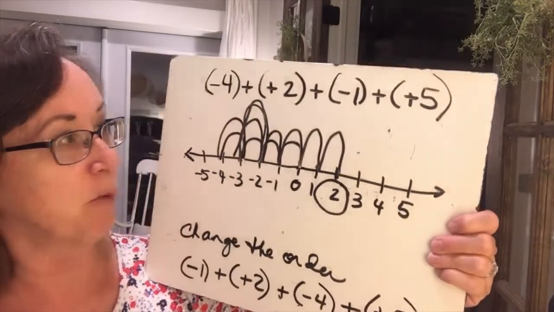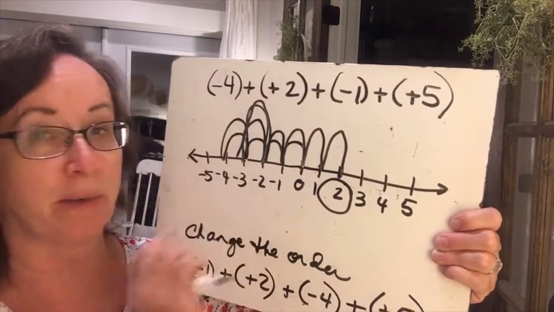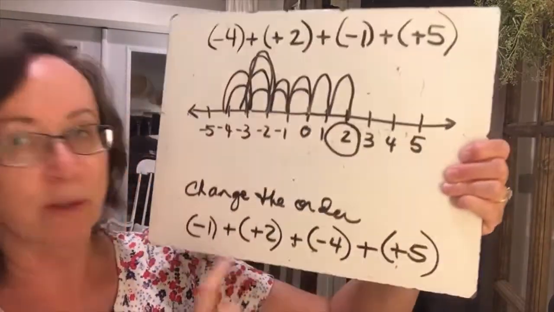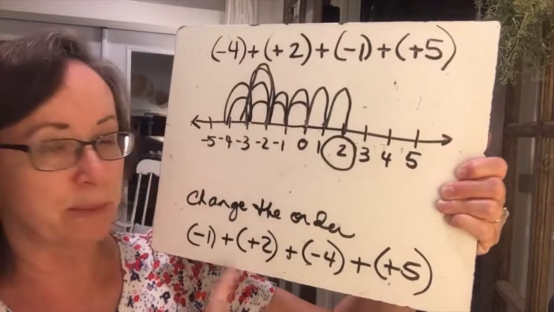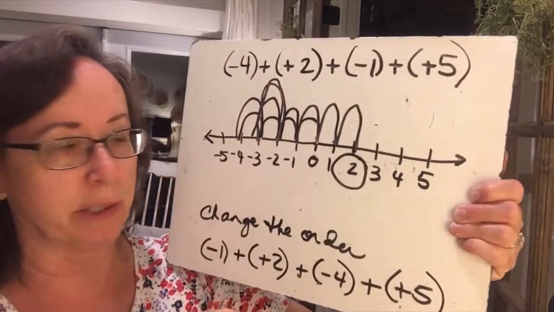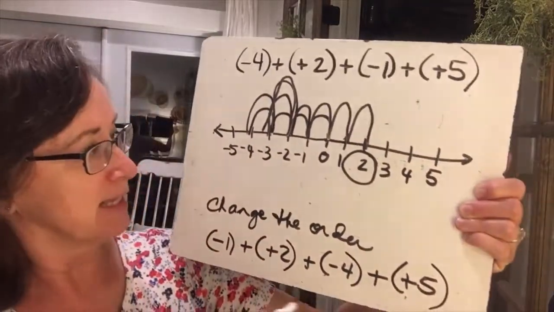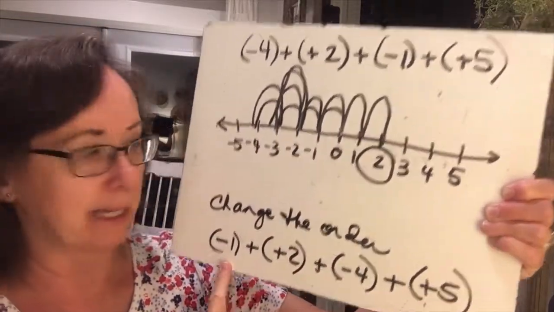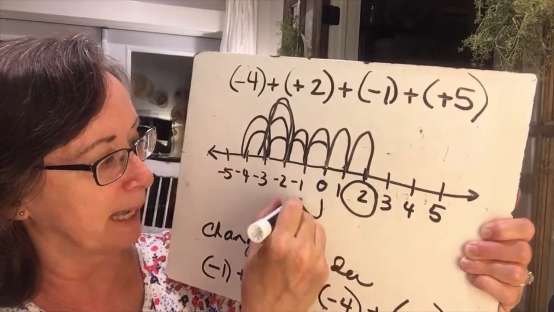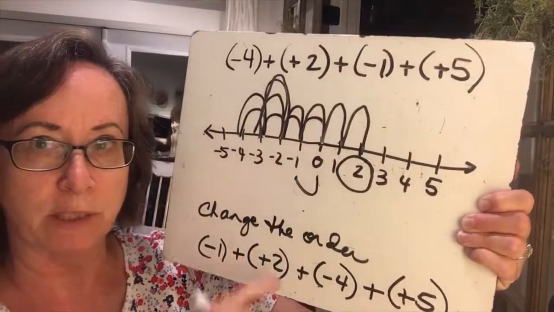Okay, so now we're going to do the same thing, but we're going to do it on the bottom of the number line, and we're going to do it in this order. Since we have the same numbers in a different order, shouldn't we wind up at 2 again? Let's see if we do. So let's start at 0, and let's go -1. So here's 0. We're going to -1, +2, which means to the right.